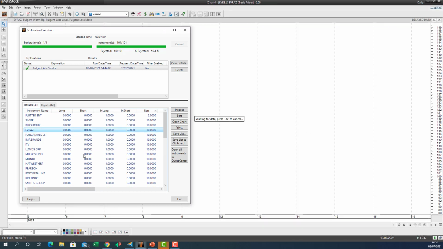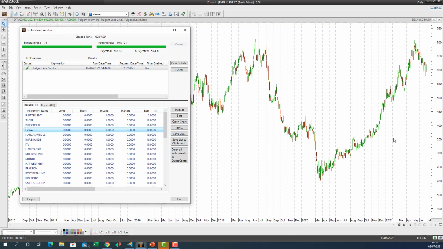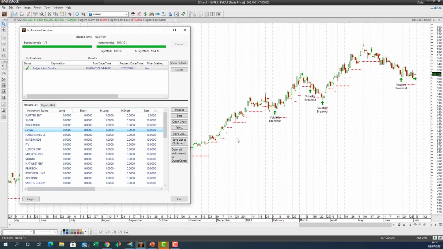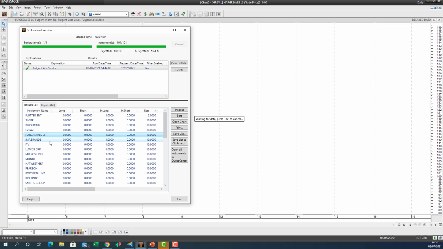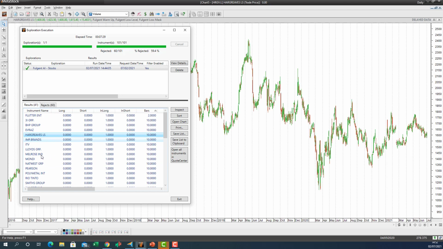EV-RAS. So you can see there are lots of trades, volatility breakout, volatility breakout. Note how the AI automatically adjusts the stop loss until it hits you and then you have to get out. Another volatility breakout trade, stop loss on the current trade is around about £5.70.